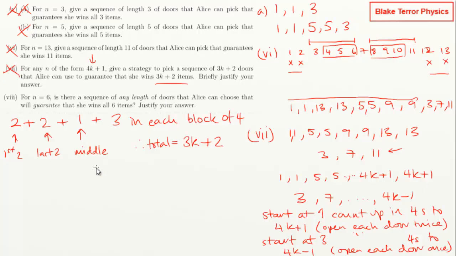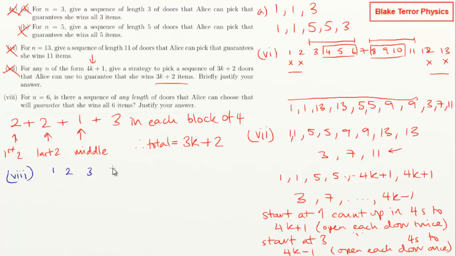For any n, is there a sequence of any length of doors that Alice can choose that will guarantee that she wins all n answers? So justify your answer. Guarantee it. So, right. We might have a few weird permutations on this one. I don't know. I mean, that seems like a lot to be able to do.